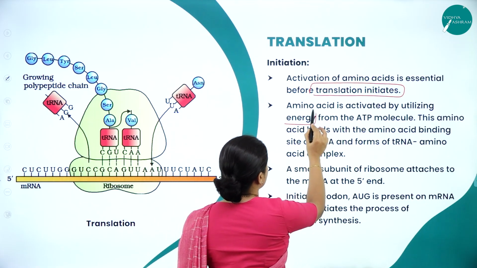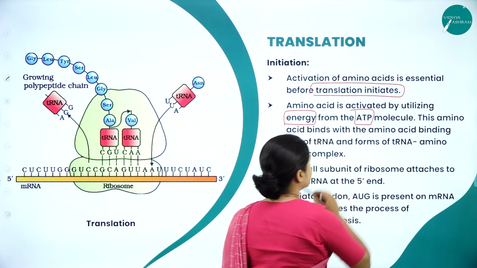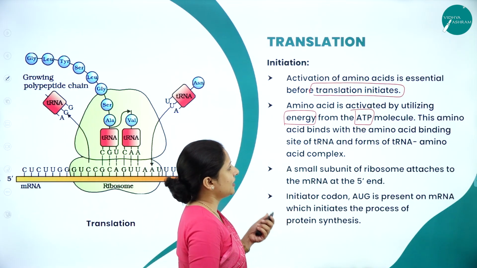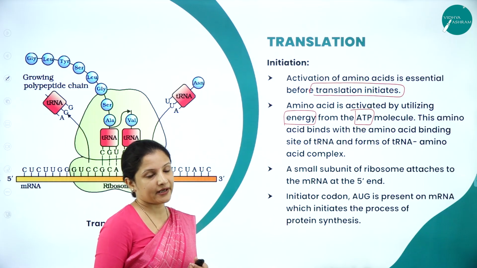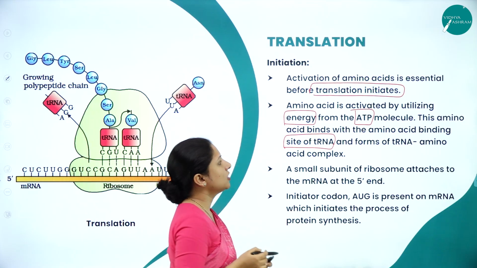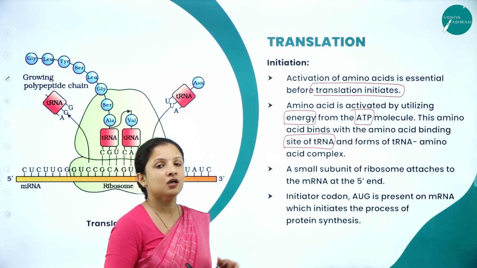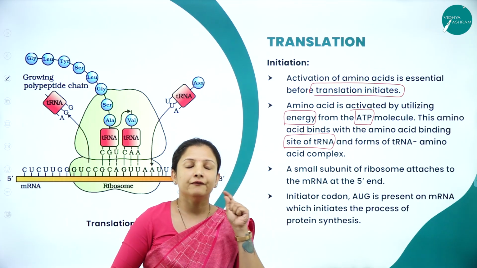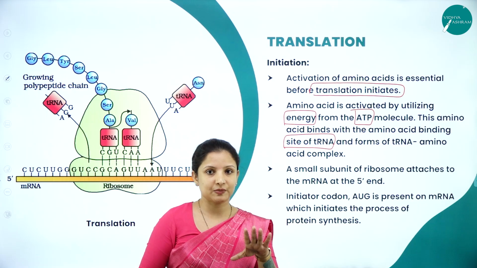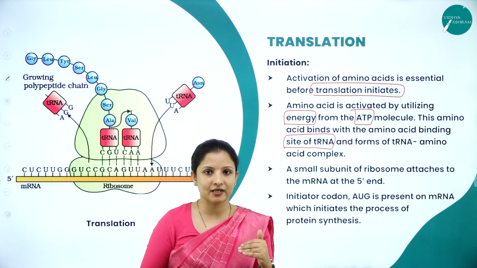I told you a lot of energy is needed, and that energy is got from the ATP, that is adenosine triphosphate. And this amino acid binds with the amino acid binding site of the tRNA. I have explained all this in the previous slide itself. And it forms a tRNA amino acid complex. So what will happen here? On the tRNA, there is the anticodon loop that is present.